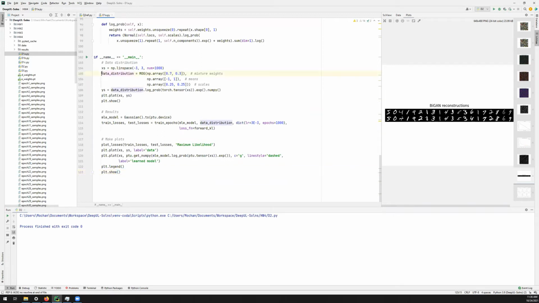I did convert these into code. Okay, so our data distribution is MOG, which just stands for mixture of Gaussians. And so there's two of them, right? So 0.7, 0.3, these are the weights, means, and scales. And let me run this one.